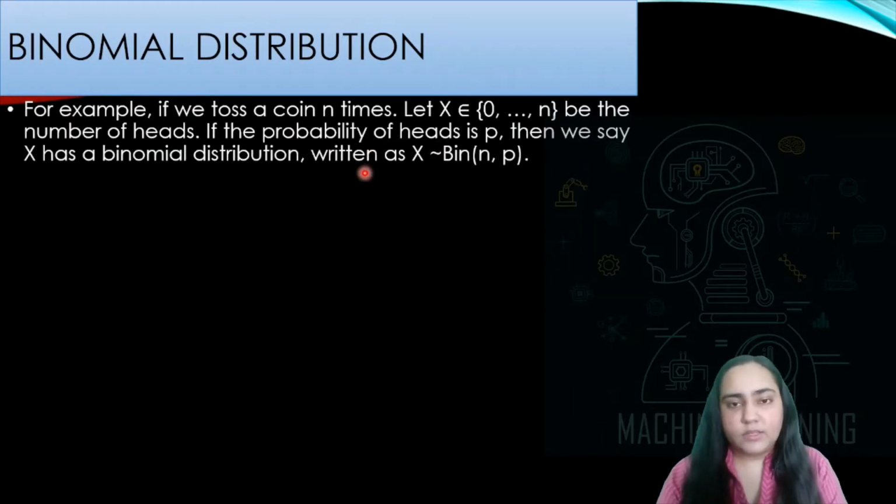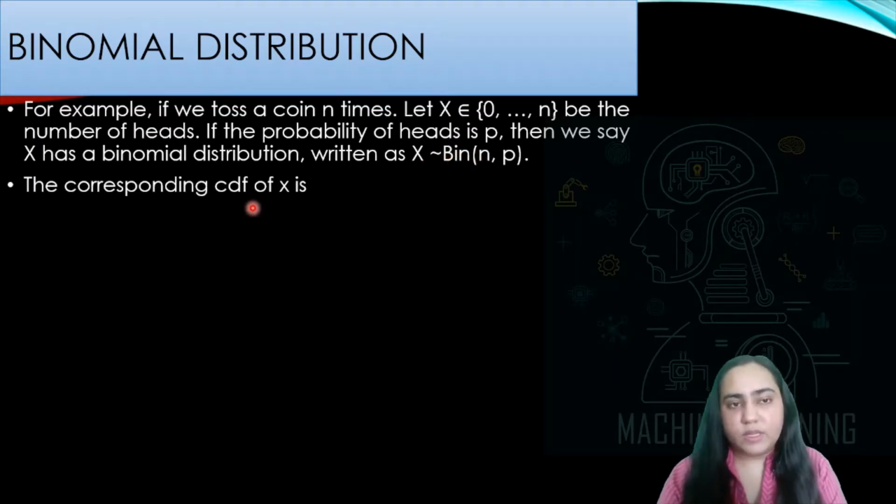Now, let's see some examples. If you toss a coin n times, then capital X is your random variable, which can take any value from 0 to n, and let that be the number of heads. If the probability of heads is lowercase p, then we say that X has a binomial distribution, which can be written as X ~ Bin(n, p).